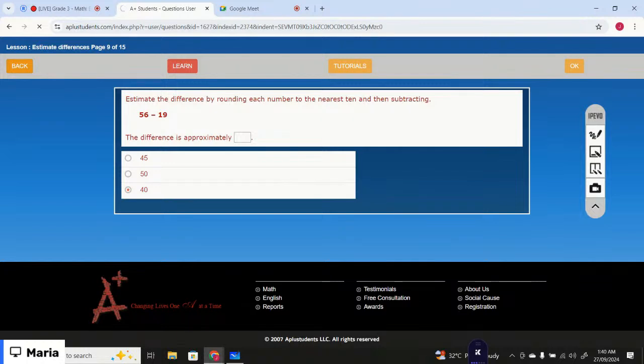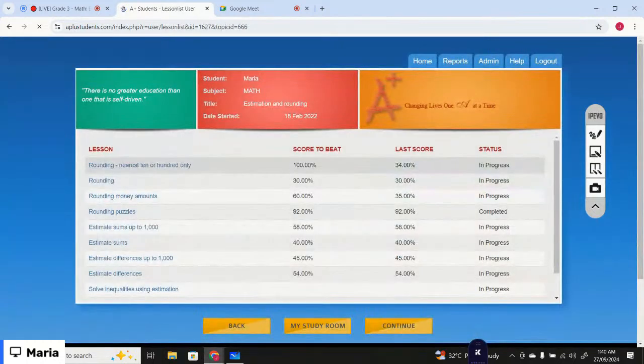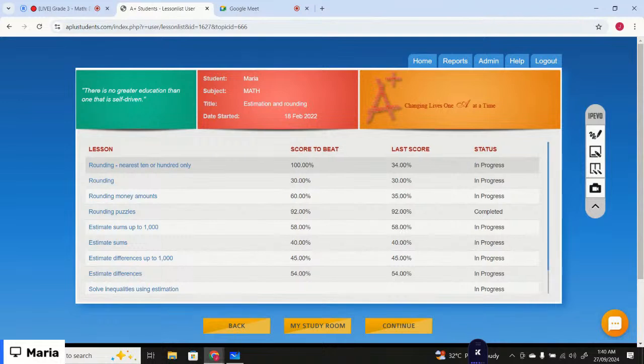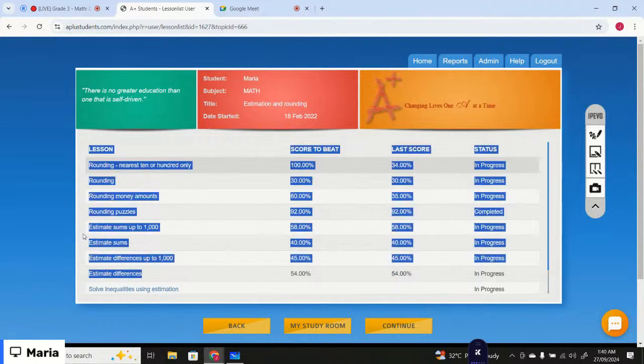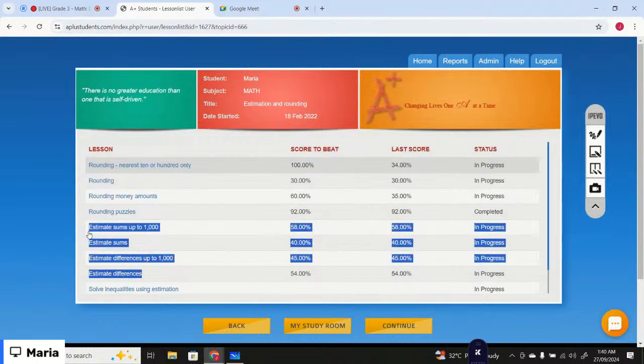So we were working on grade 3 math. The chapter we were working on is estimation and rounding. The lessons we have covered today are estimate sums up to 100, up to 1000, estimate differences up to 1000, and estimate differences. So please make sure before the next session you complete all the practice questions for the lessons we just did. That is your homework until next session, right?